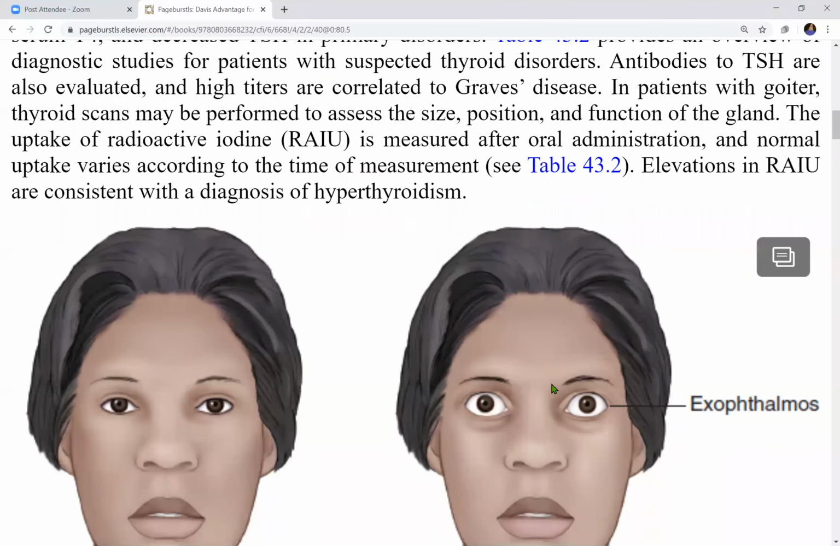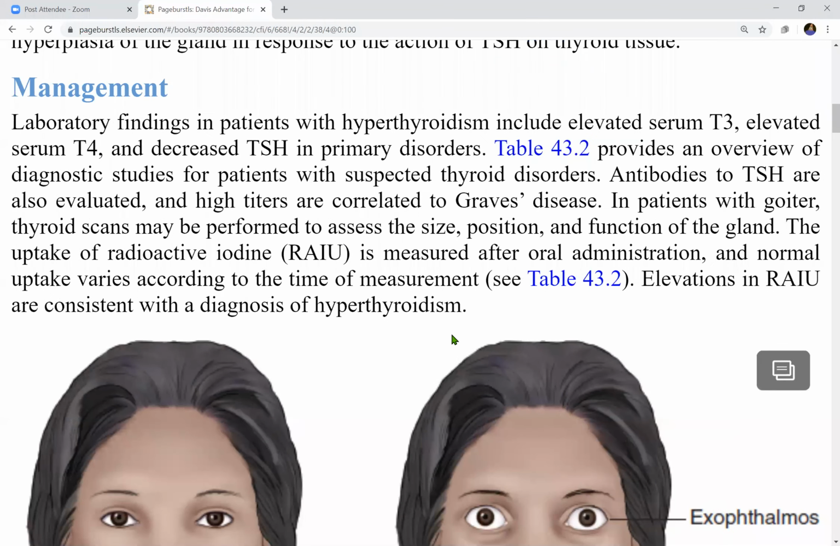And because of that, the patient's eyes will be prone to injury here because they can't completely close their eyes, exposing the eyes to dryness. They could have corneal abrasion, cracks on the lens. So we need to protect the eye. We'll discuss that later. So lab findings here in primary hyperthyroidism, what will be your T3, T4? Of course, high, but then in primary hyperthyroidism, the TSH is low. However, in secondary, the TSH will be high as well.